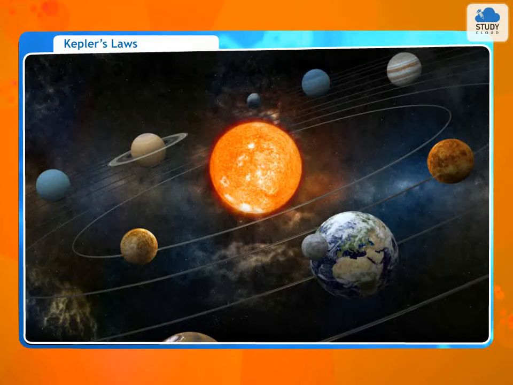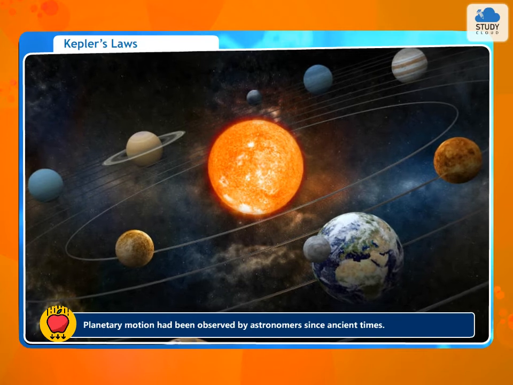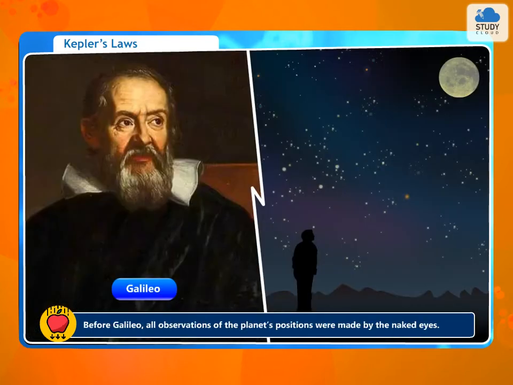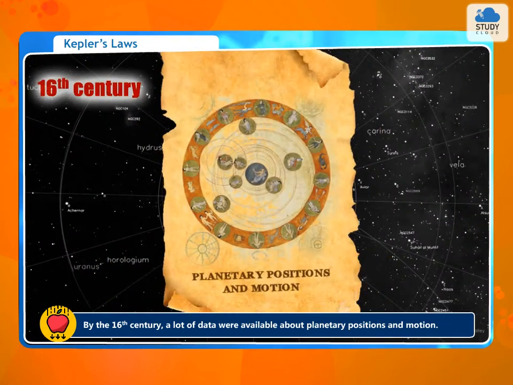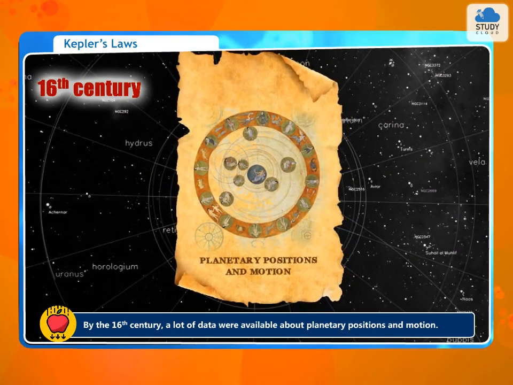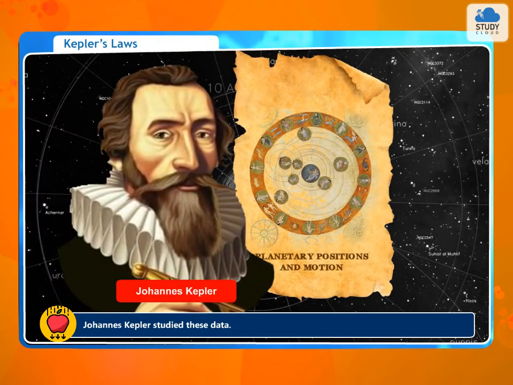Kepler's laws. Planetary motion had been observed by astronomers since ancient times. Before Galileo, all observations of the planet's position were made by the naked eyes. By the 16th century, a lot of data were available about planetary positions and motion. Johannes Kepler studied these data.